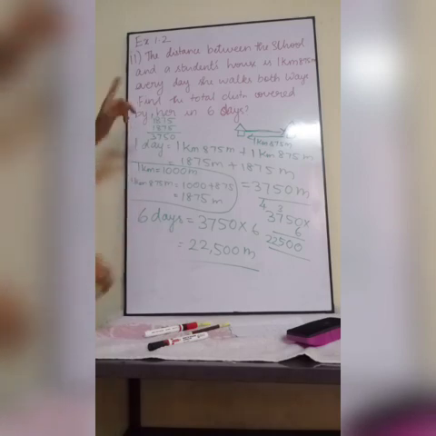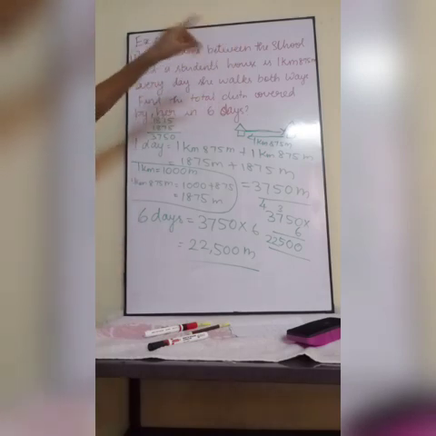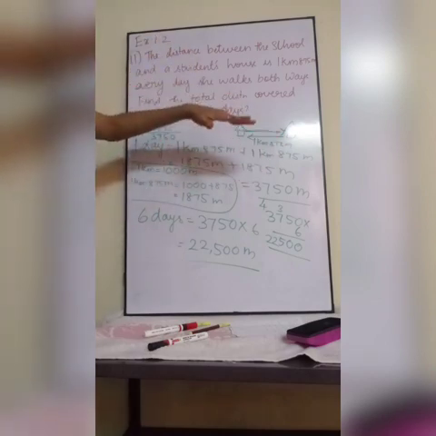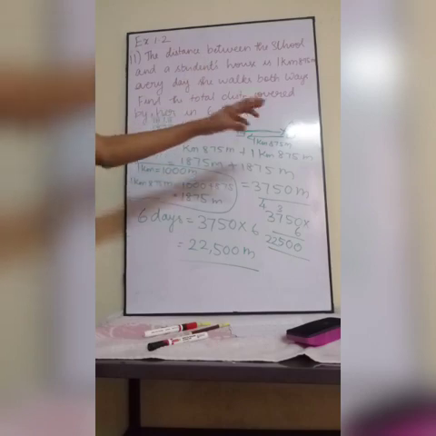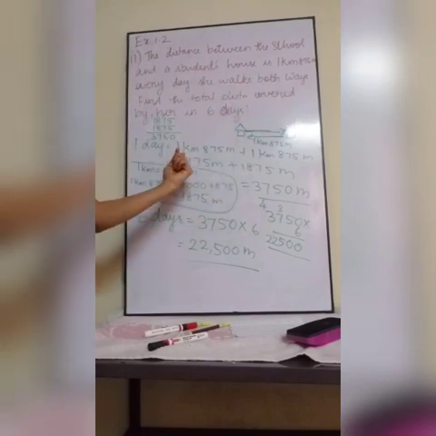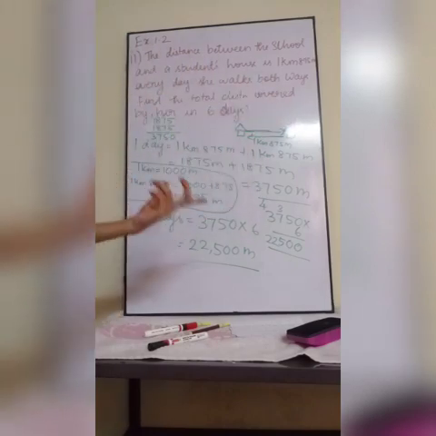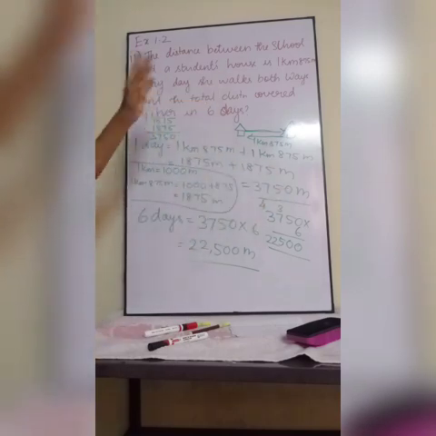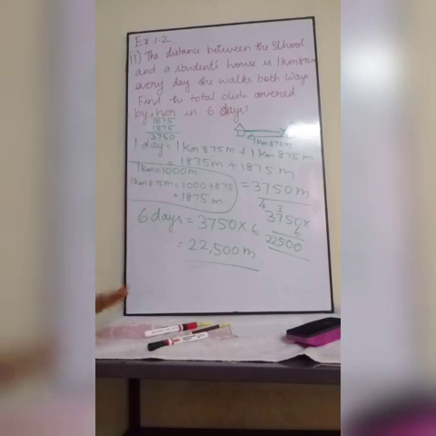Actually, what they have given is the distance between school and home. What they are asking is that every day she walks both ways. Both ways, so I am adding 2 times. So I am getting the distance for 1 day. Find the total distance covered by her in 6 days, so I multiply by 6. So I am getting 22,500 meter.